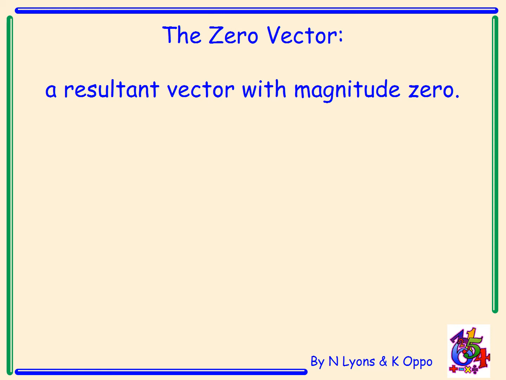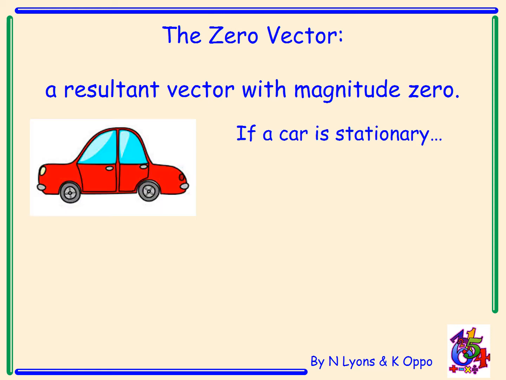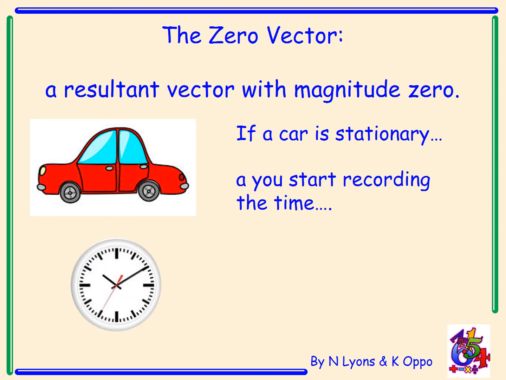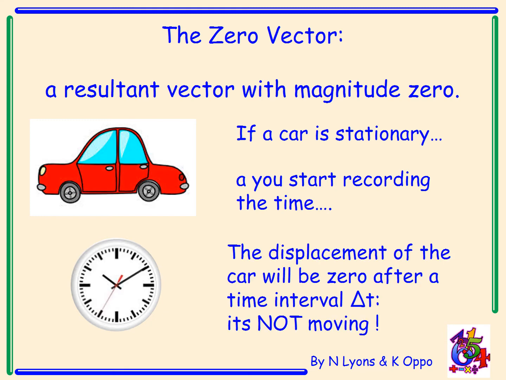So a zero vector is a resultant vector with magnitude equal to 0. So if a car is stationary and you start recording the time, and the time's ticking along, the displacement of the car will be 0 after a time interval delta t. It's not moving, it's not going anywhere. The only thing that's going is time. Time's passing by, but the car's not travelling anywhere. The displacement of the car is a zero vector. It hasn't moved.